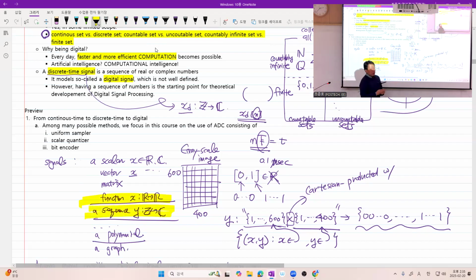Got it? So don't be disappointed that I will not be talking much about image processing or something. We will usually handle these two. Got it? And even for this one, we will convert a continuous time signal to a discrete time signal, and then we process the signal. Because this is the topic of digital signal processing course. Got it?